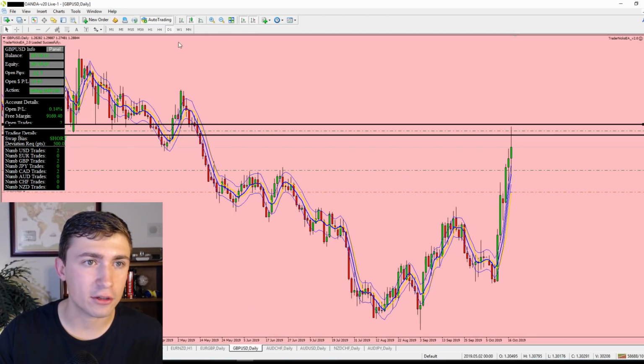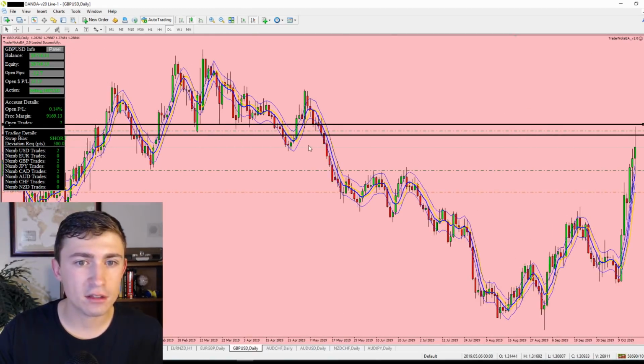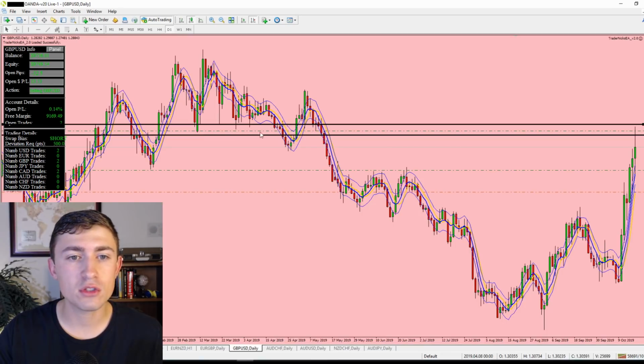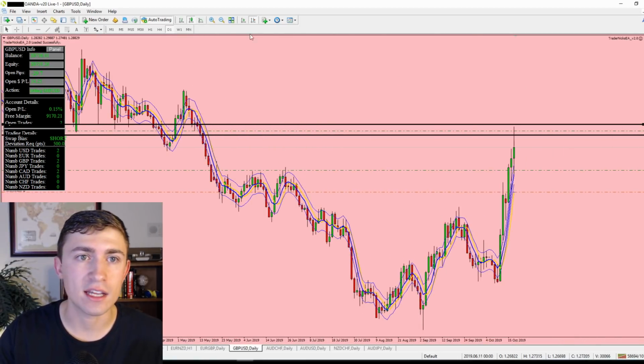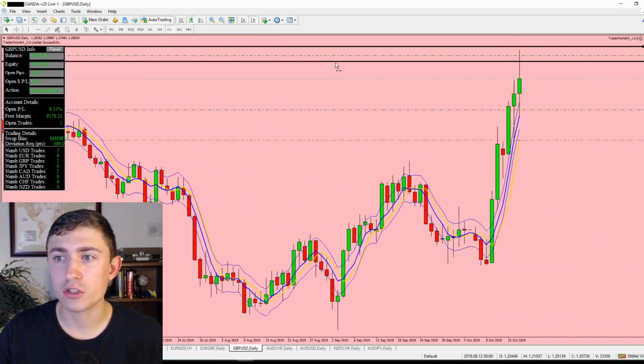In fact, let me zoom out and I'll show you guys. This is kind of the level that we were looking for. We were looking for some sort of response on this area here, and you can see we did get that. Price came up into that area and we found sellers hanging out willing to take a sell trade on this, which ultimately pushed price down.